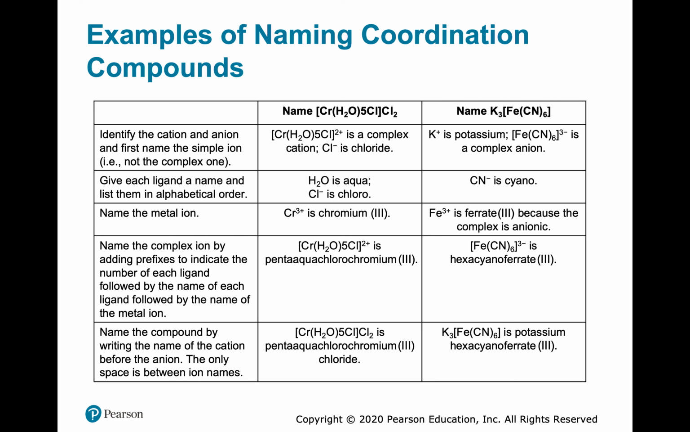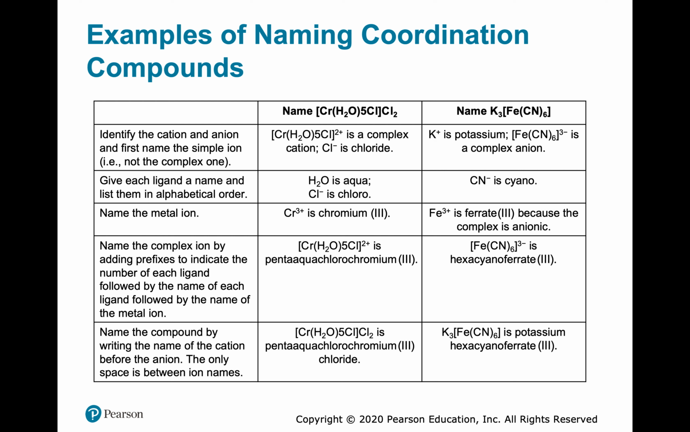So just to pronounce some of those words, quite a bit of a mouthful. So let's name some of these things. First one, Cr(H2O)5Cl, Cl2. Water is aqua, Cl minus is chloro, and the chromium is chromium 3. There's 5 waters, so that's pentaaqua, chloro, chromium 3 for the plus 3, and then with the counterion chloride. So pentaaquachlorochromium chloride.